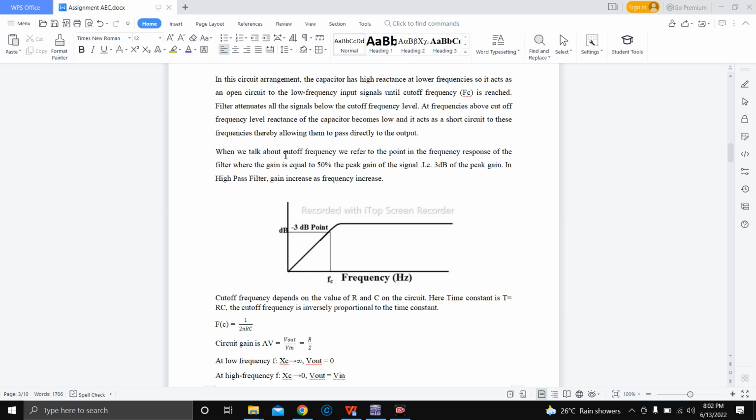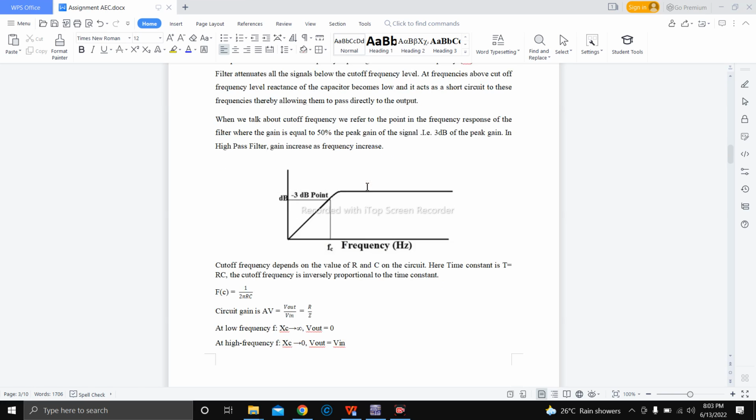When we talk about cut-off frequency, we refer to the point in the frequency response of the filter where the gain is equal to 50%, the peak gain of the signal, minus 3 dB of the peak gain. In a high-pass filter, gain increases as frequency increases.